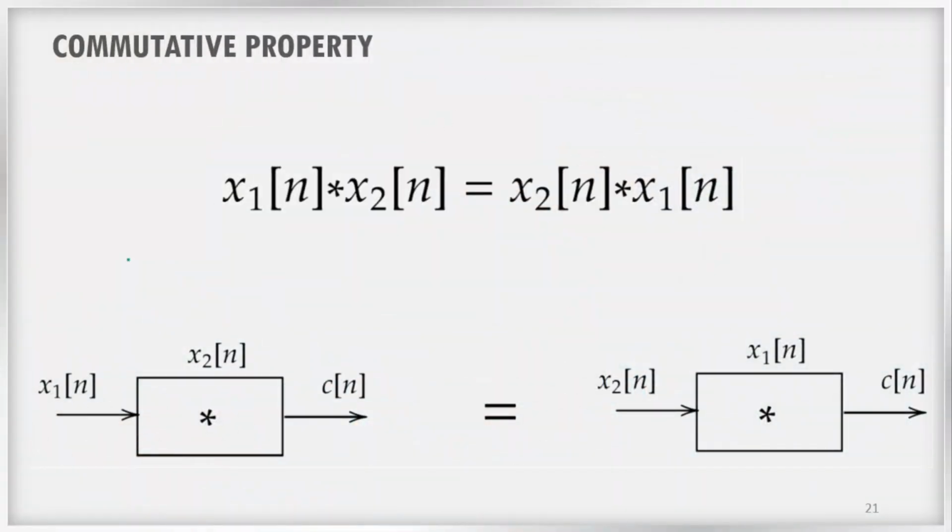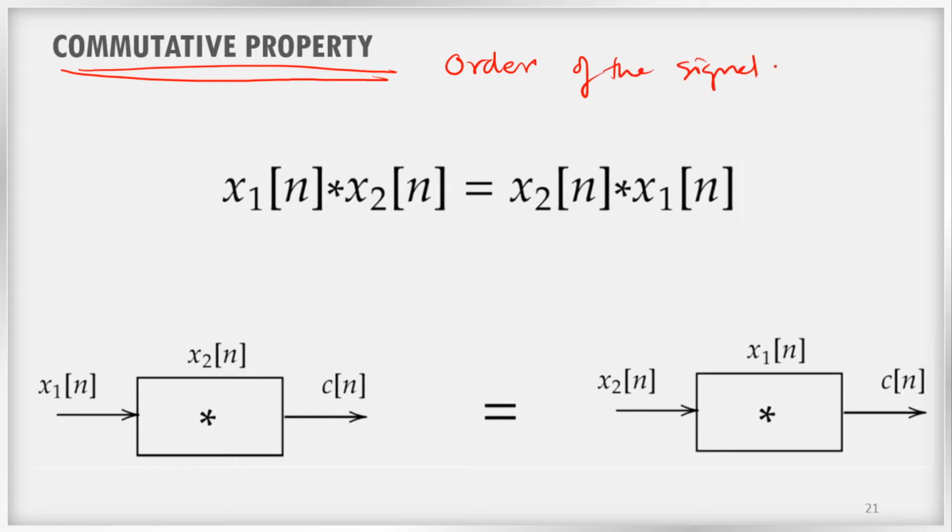There are some properties for this convolution sum equation, and analyzing these properties will help us solve problems in an easy manner, or it is a trick. Actually, it provides us some trick to come to sudden conclusions or solve problems very easily. So the first property is the commutative property, which talks about the order of the signals in the convolution operation.